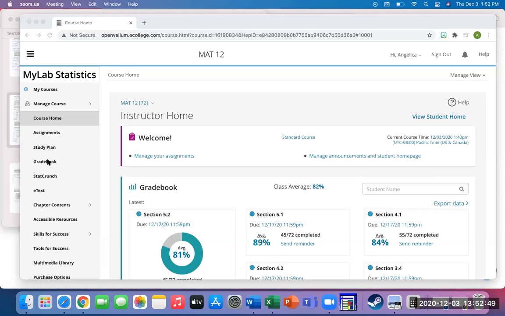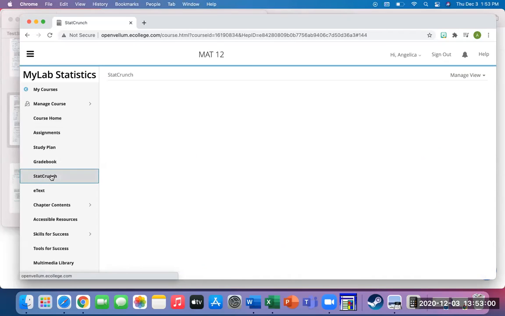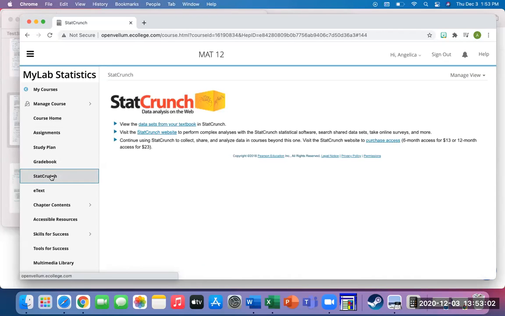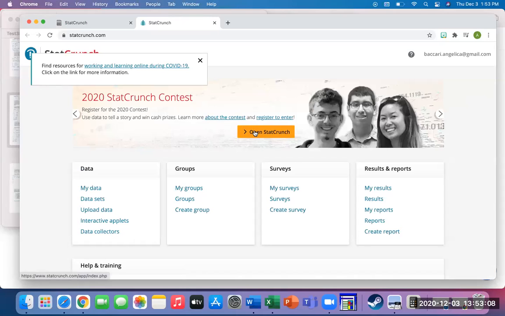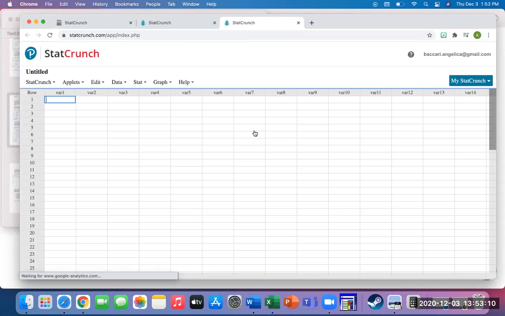To find StatCrunch, go to your MyMathLab directly, not from Canvas. Here you'll see that little toolbar on the side and click StatCrunch. From there, choose the second option that reads Visit StatCrunch website. Then choose Open StatCrunch. From here, you can do all of your hypothesis testing problems.